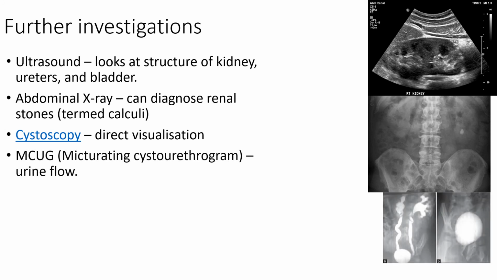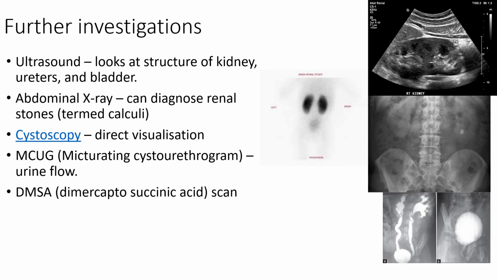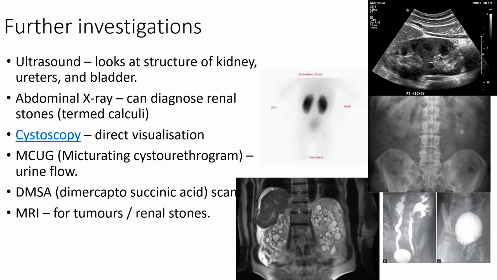You can do a MCUG, which is a micturating cystourethrogram, to look at your patient's urine flow. This visualizes the flow of urine via a radioactive contrast dye in a catheter. You can do a DMSA, which is a dimercaptosuccinic acid scan. This uses an injectable radioactive isotope into the patient's renal tubules. And you can also do an MRI scan to look for tumours or renal stones.